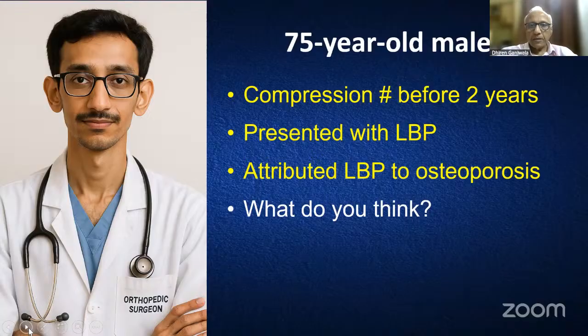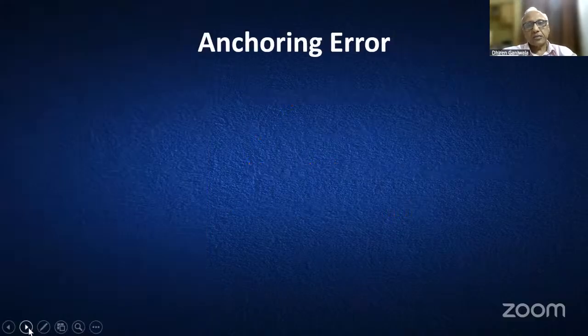We need to remember that, yes, there is a past history. We should take the past history, but giving too much importance to it, without thinking about the other possibilities, and attributing low back pain directly to osteoporosis or the past fracture is called a bias. And this is called an anchoring error.